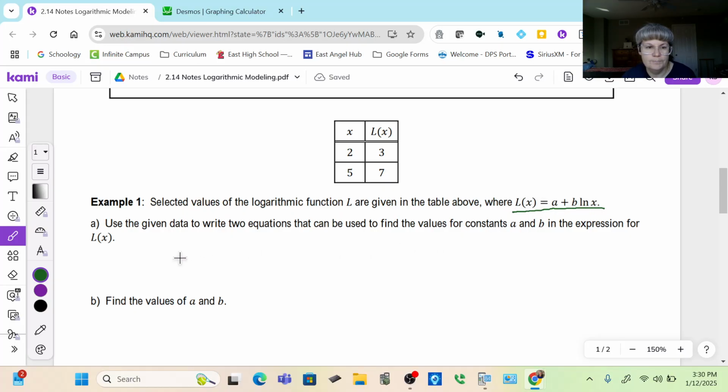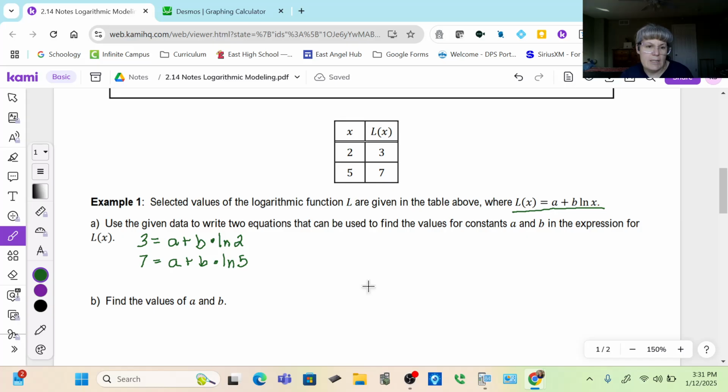So for the first equation, I'm going to have 3 equals a plus b times the natural log of 2. And my second equation will be 7 equals a plus b times the natural log of 5.